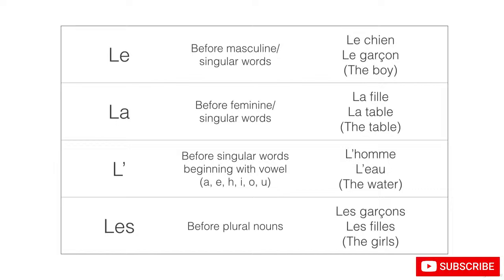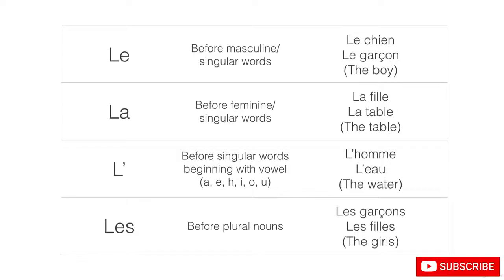So le is used before masculine singular words. So for example, le chien, le garçon, the dog, the boy. La is used before feminine singular words. So for example, la fille, la table, the girl, the table.